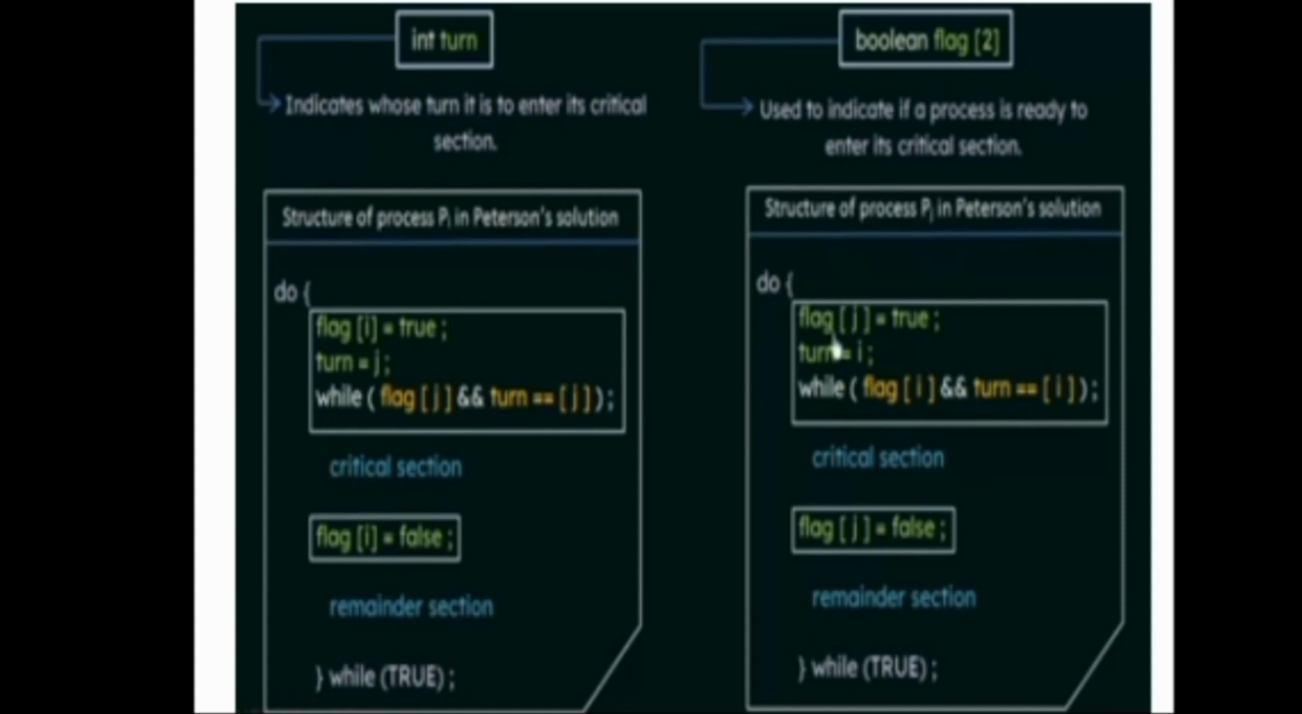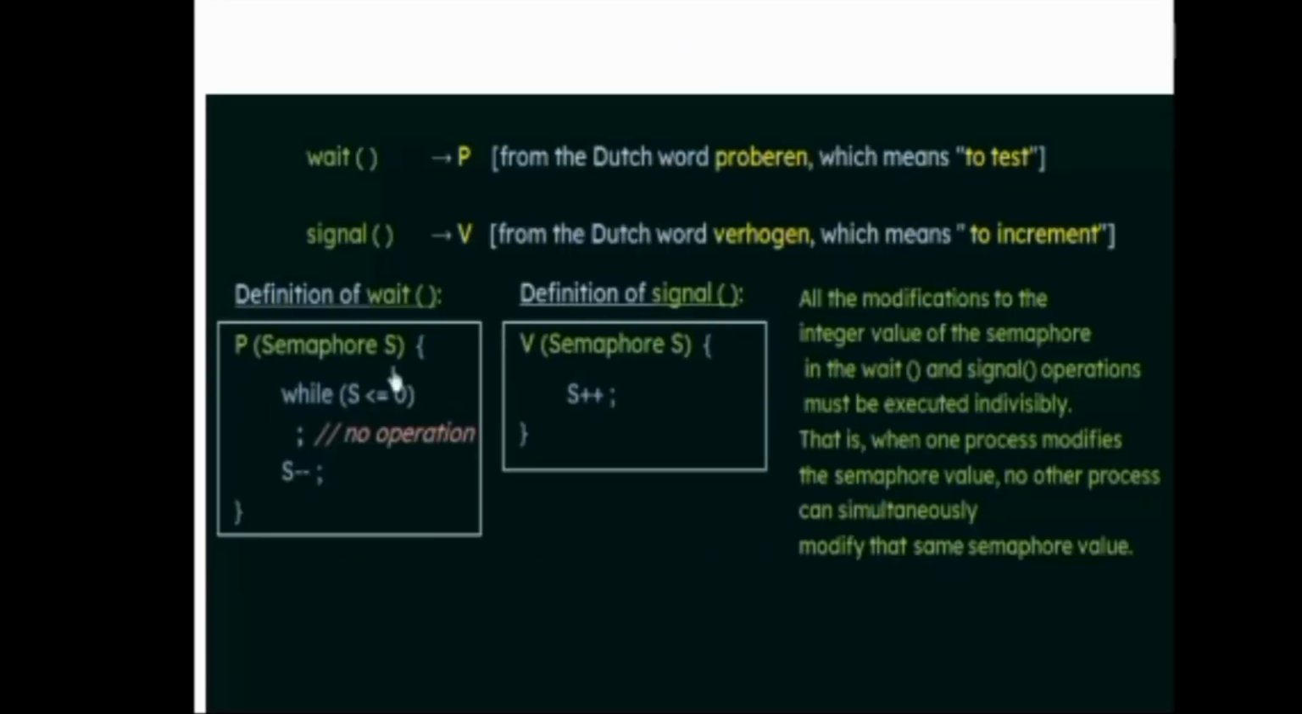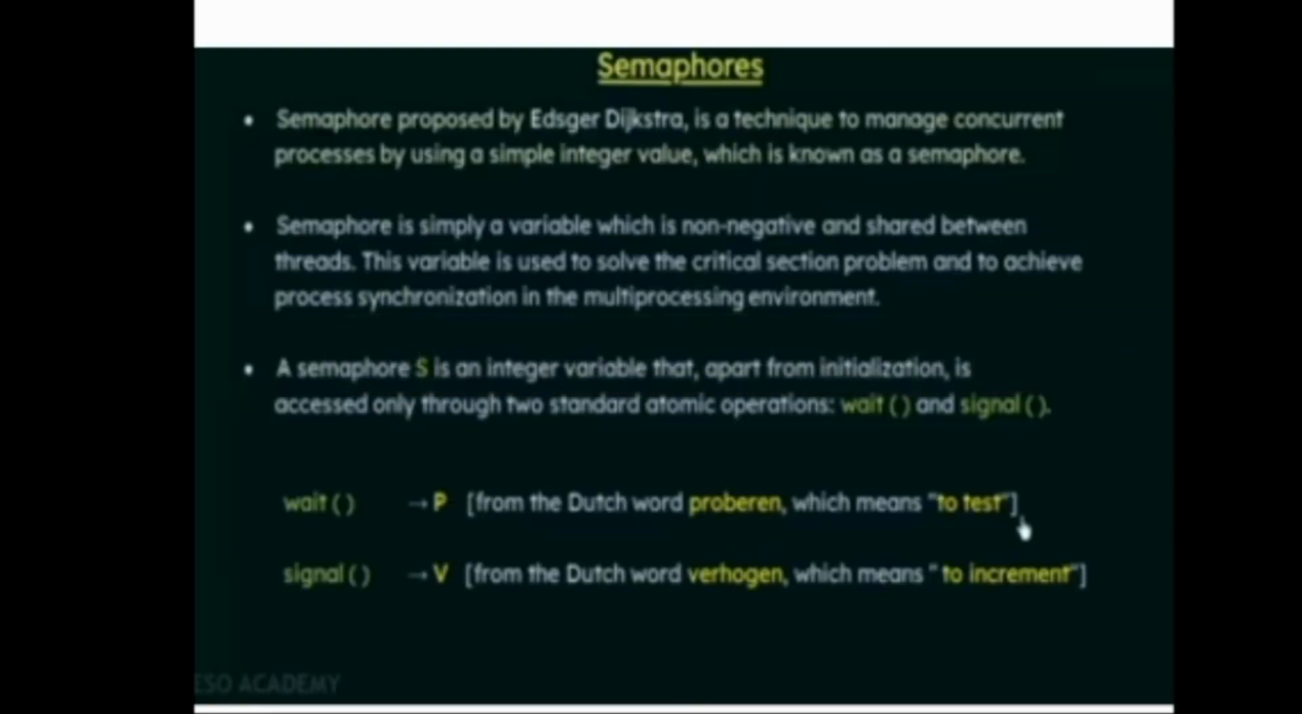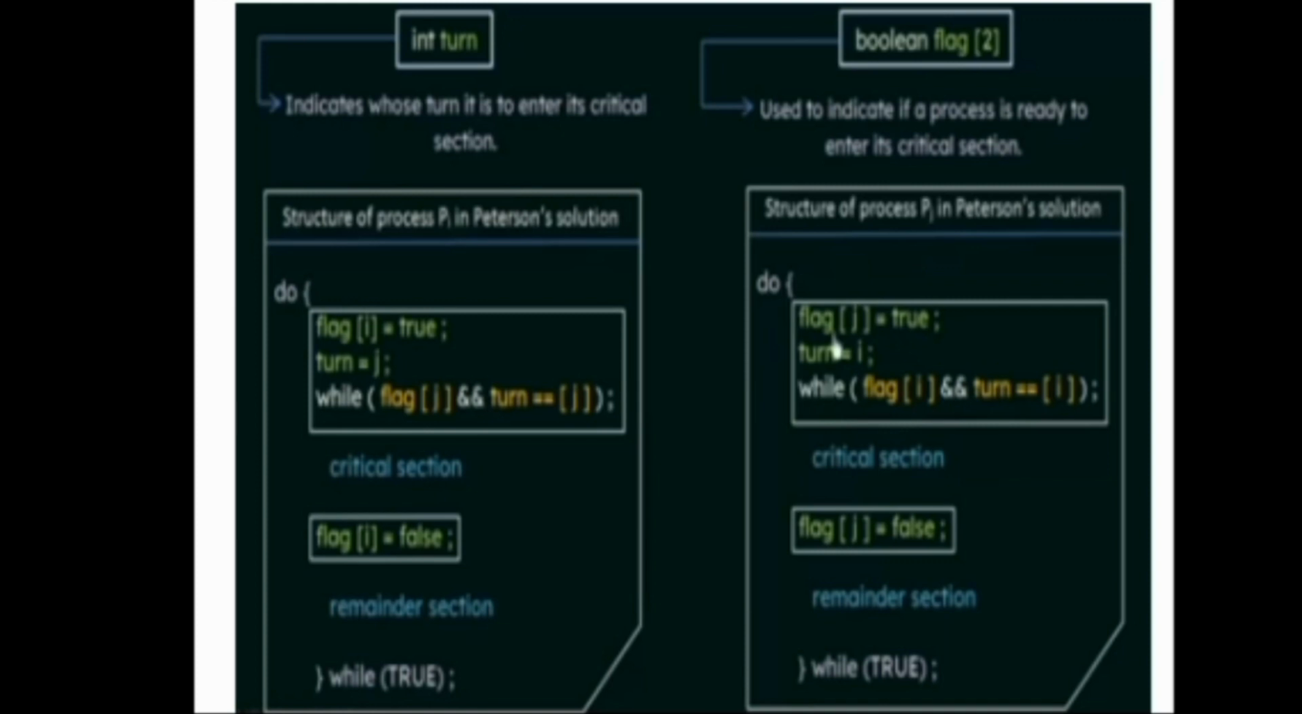Next we will go for the Pj process. While flag of i and turn equal to i, flag of i is false, and turn equal to i. What is the turn value? Here the turn value is i. So only one condition is true, and then the loop will move to the critical section, and the critical section will be executed, and then flag of j equal to false. So that process ends, and then it will execute the remainder section.